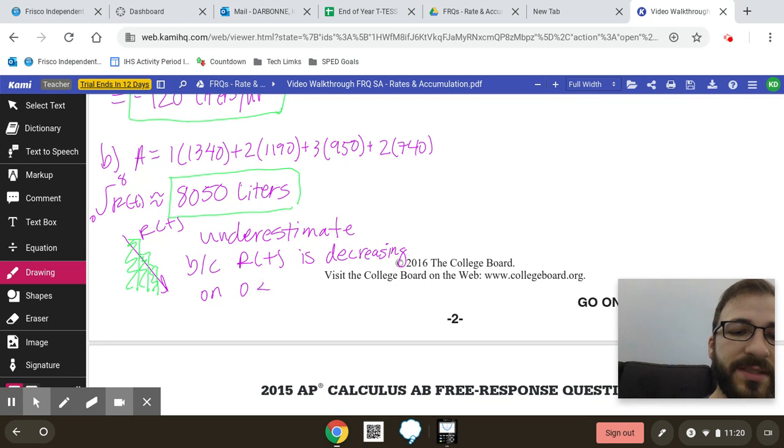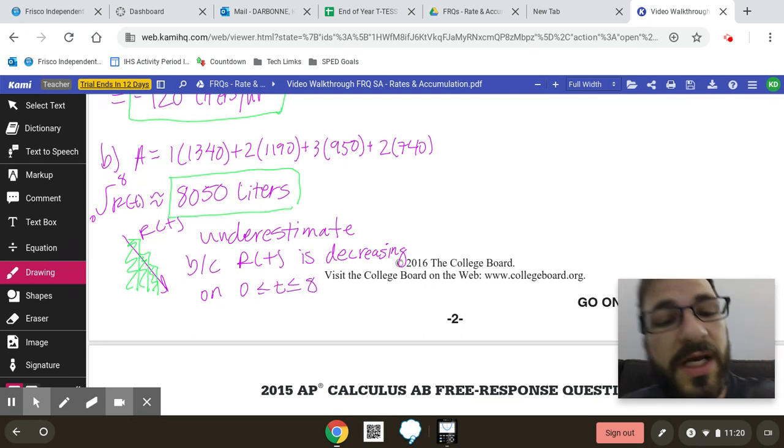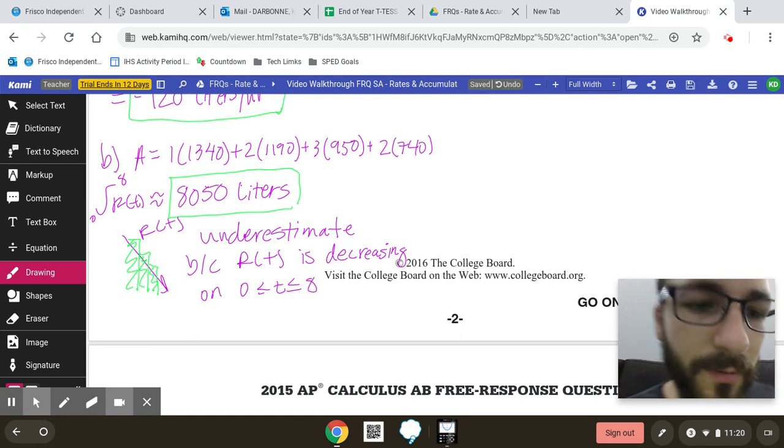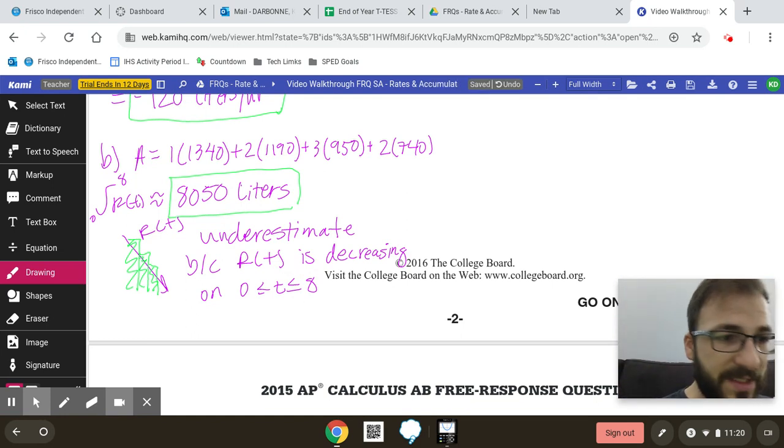On 0 ≤ t ≤ 8, the whole time, the curve is decreasing. All right, that takes us through part B. Part C.